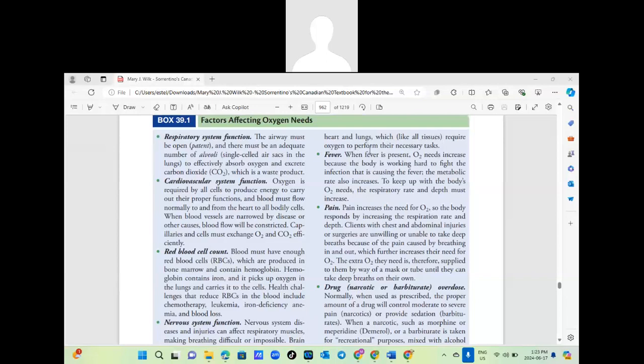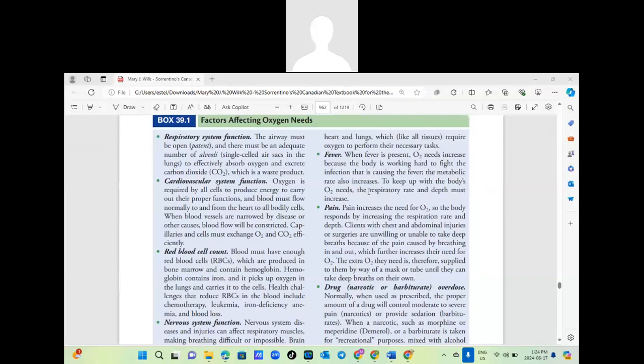Fever. When fever is present, oxygen needs increase because the body is working hard to fight the infection that is causing the fever. So the metabolic rate also increases. To keep up with the body's oxygen needs, the respiratory rate and depth must increase.